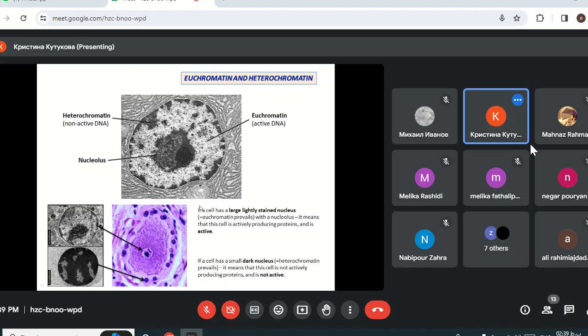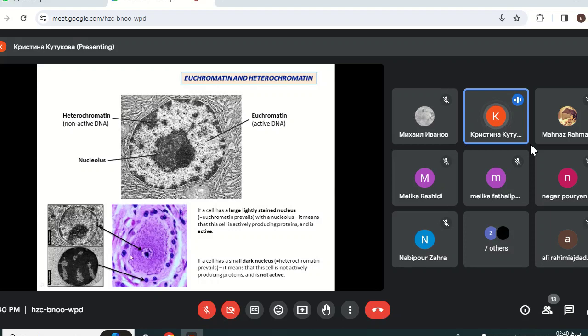So if a cell has a large and light nucleus with a well-developed nucleolus inside it, it will give us information that euchromatin prevails in this cell, and it means that this cell is now actively producing proteins, and this cell is active. In this picture, actually, you can see the neuron cell, which is surrounded with glial cell. This was your picture from your first class.